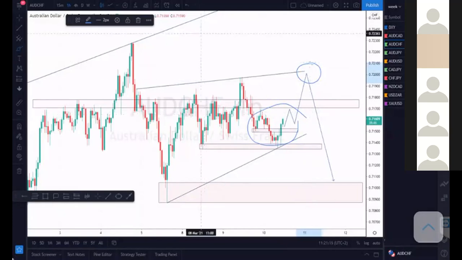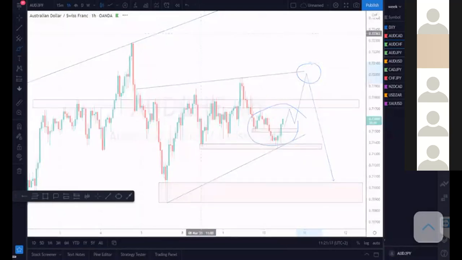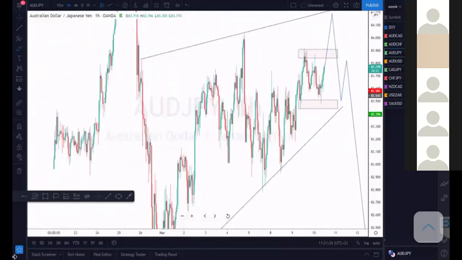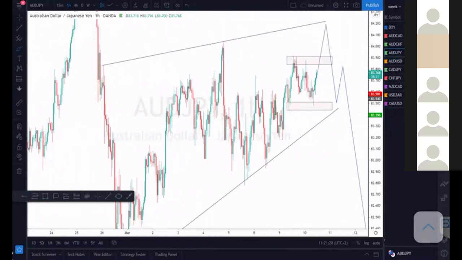I'm going to go on to Aussie JPY. Aussie JPY has a very similar structure. I've already drawn this in. I think I did send a setup for you guys just now earlier on. So kind of a similar scenario here.